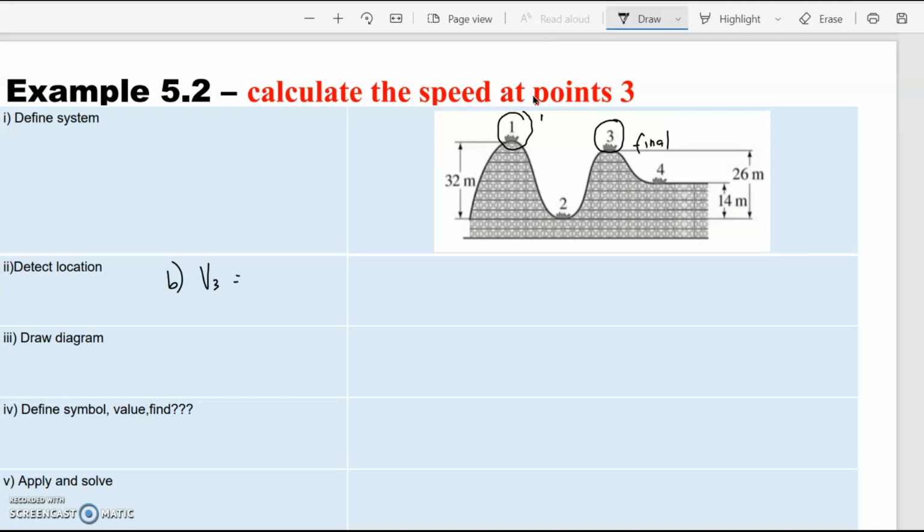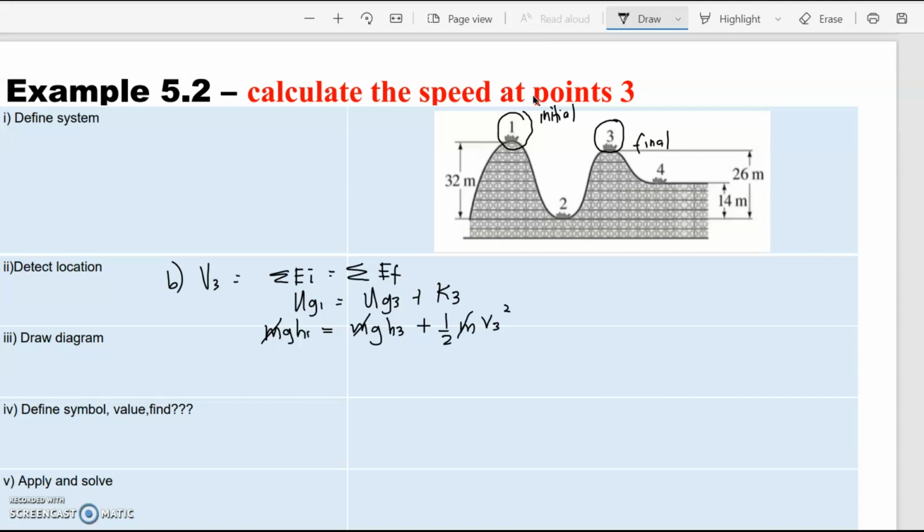Okay, this is the first or initial. So the total of initial energy is equal to the total of final energy. So for the first one, we have UG1 is equal to UG3 plus K3. Okay, so we can list out all the formulas, which is equal to mgh3 plus half mv3 squared. We can cancel all the mass because it's the same for the system.